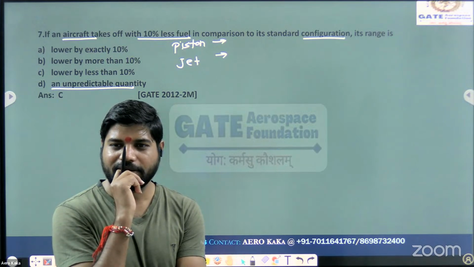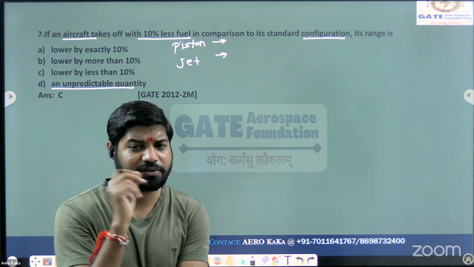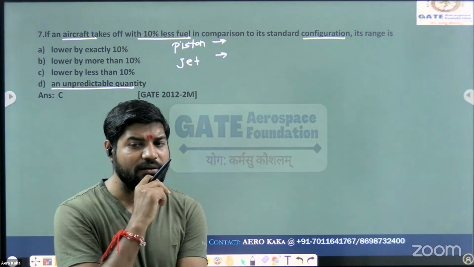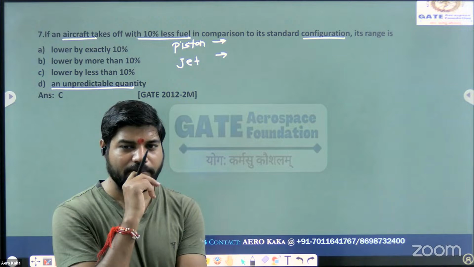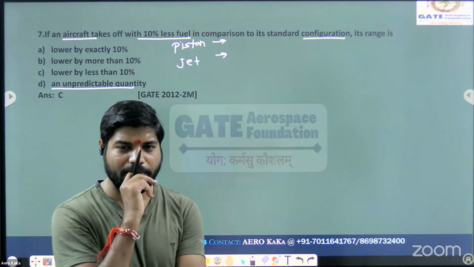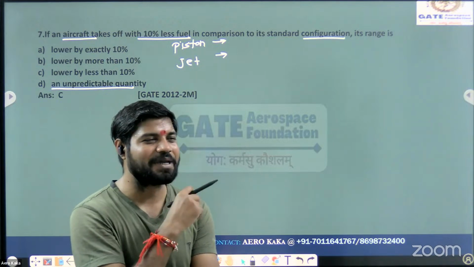What I said just now was for the jet. Now for the piston engine: eta by C, CL by CD, ln W naught by W1. CL raised power, what is that? CL upon CD? Yes, CL upon CD only. Okay, good. Okay, write down.